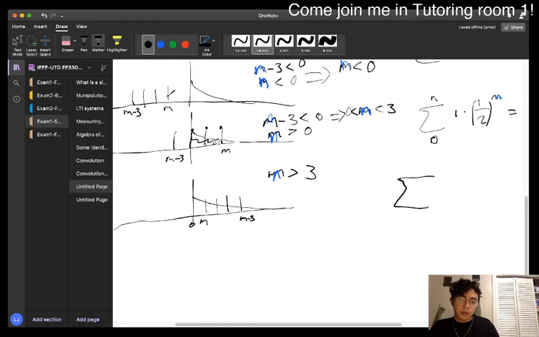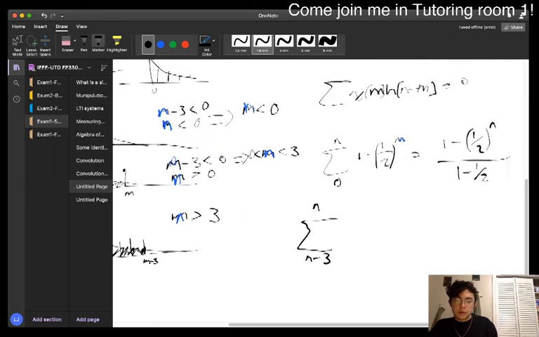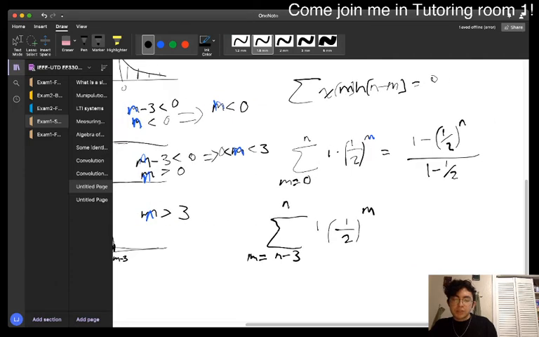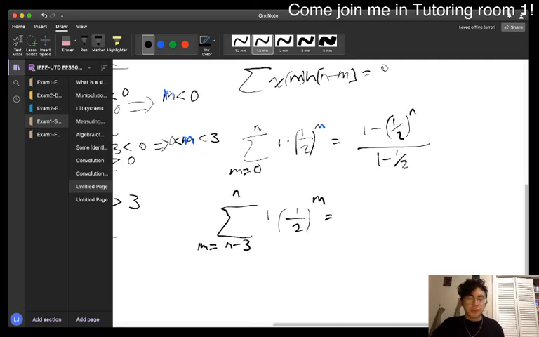There's actually only overlap in this region between n and n minus 3. So let's write that as the sum from n to n minus 3 of 1/2 to the m. Okay, and then we can split up this sum into something that looks more like the geometric series.